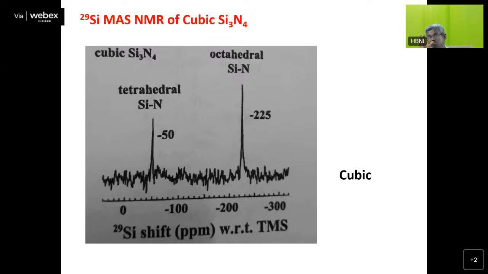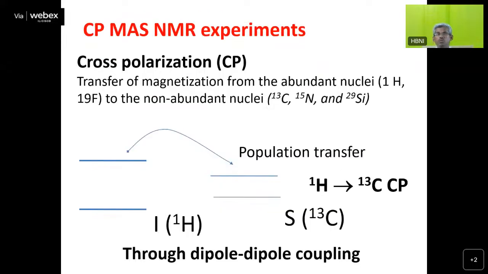Solid state NMR can be used to identify these. When you have a mixture of silicon oxides and silicon nitride, one can very well see which is the silicon nitride peak due to tetrahedral silicon and which is the silicon nitride peak due to octahedral silicon. So these are simple identification information which you can get from the 1D MAS NMR technique.